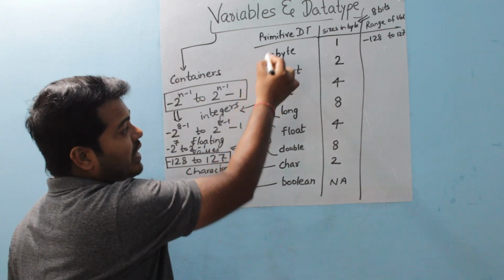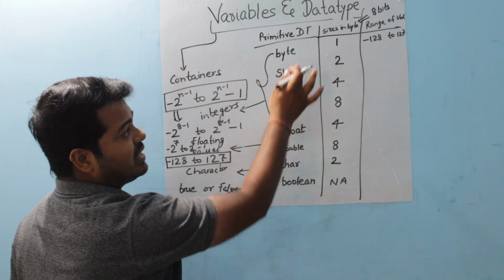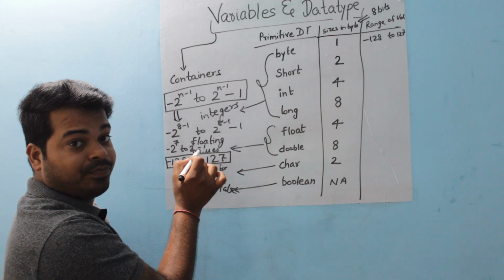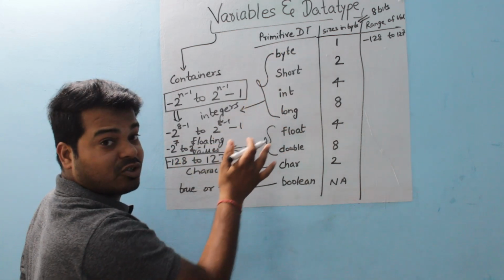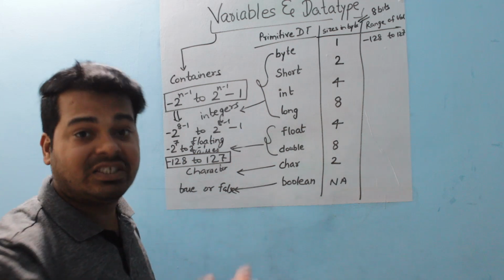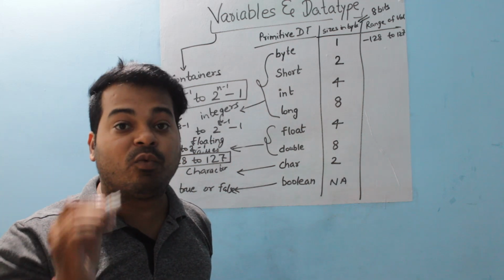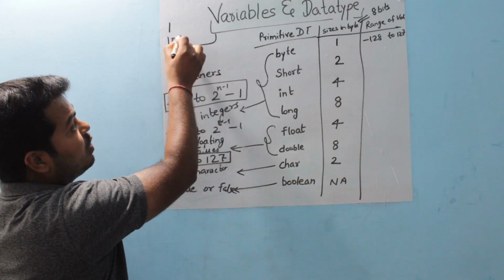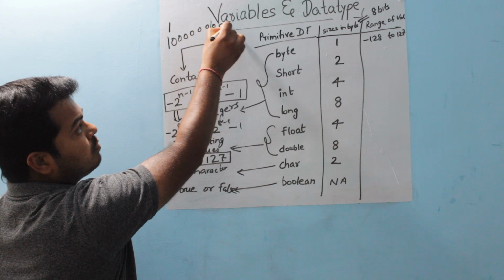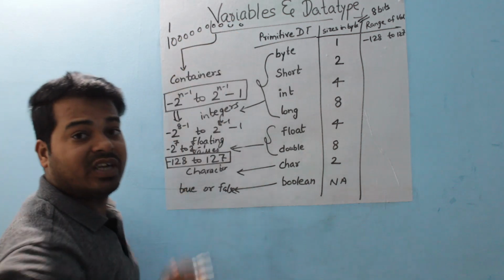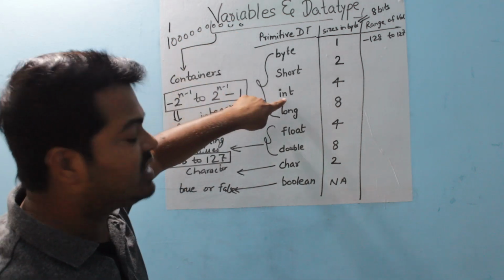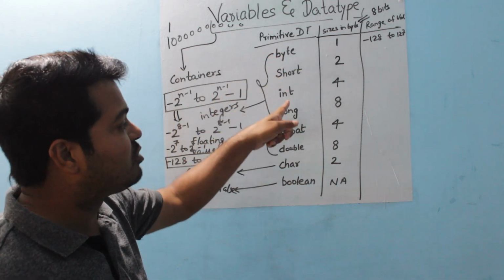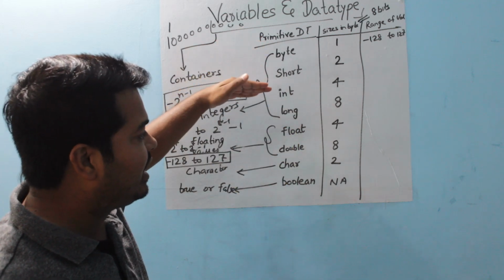These four data types, that is byte, short, int, long, are used to store integer values. Now why do we need 4 different types of integers? Because the size varies. 1 is also an integer and 1 crore is also an integer. Everything you cannot place in the same integer type. For that sake, we have different types of integers, that is byte, short, int, long.